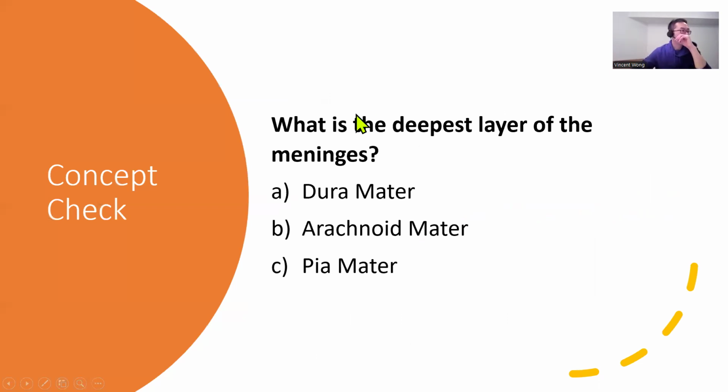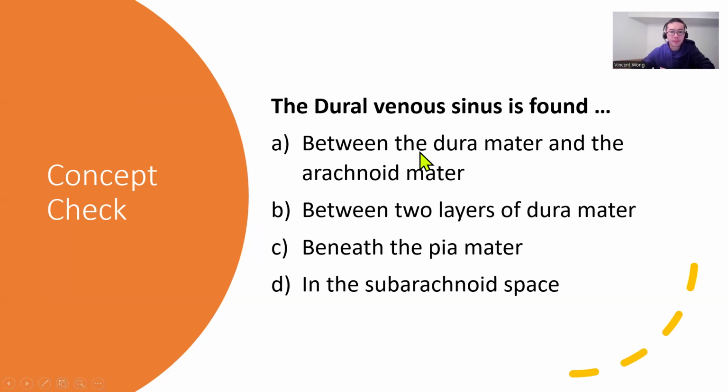This is too easy. I'm not even going to do the poll. What is the deepest layer of the meninges? If you have been paying attention and labeling with me, you should know the answer is C, the pia mater. The dural venous sinus, yeah, maybe this one is worth doing. Let me just launch the poll.